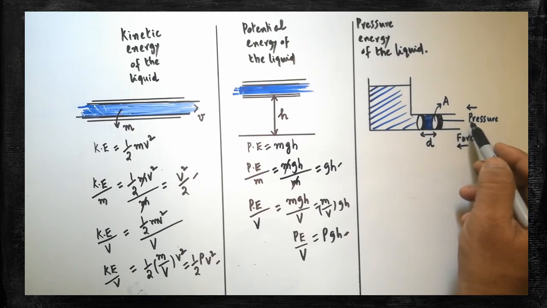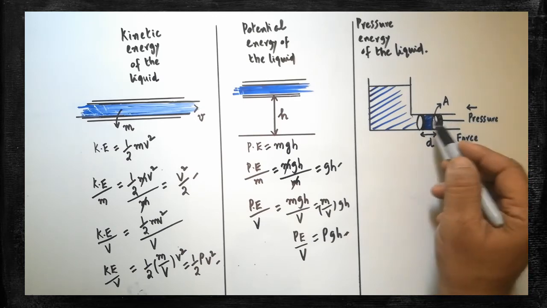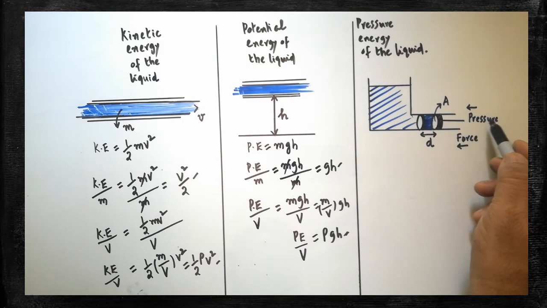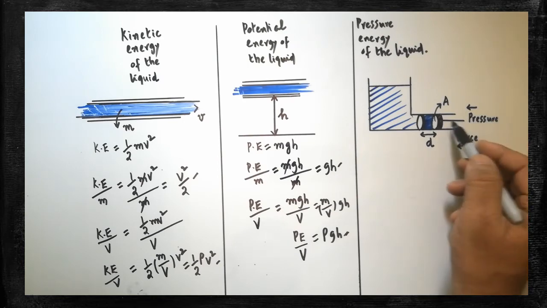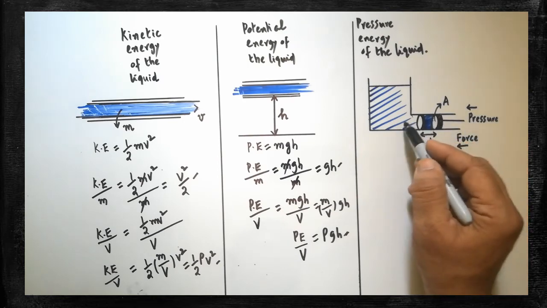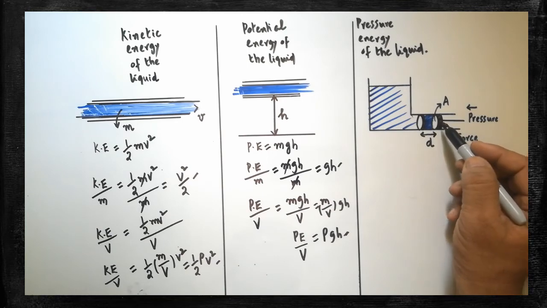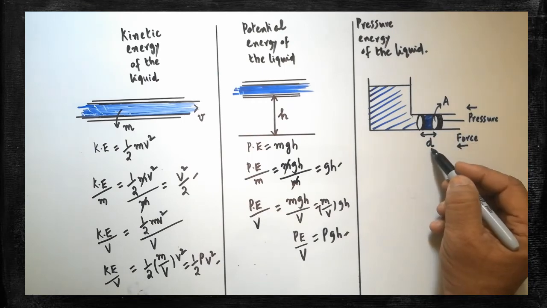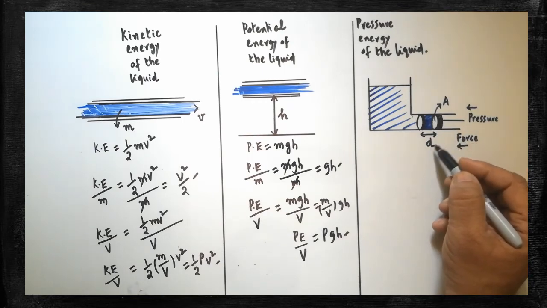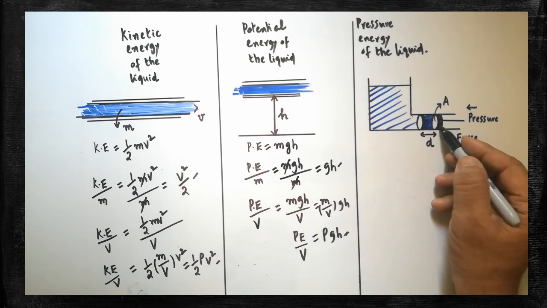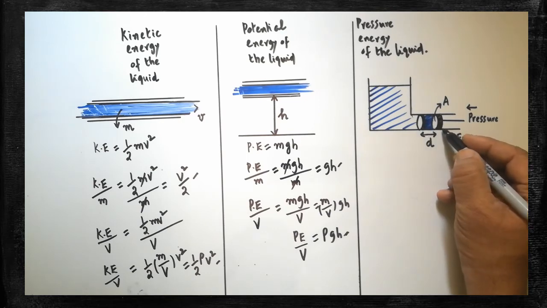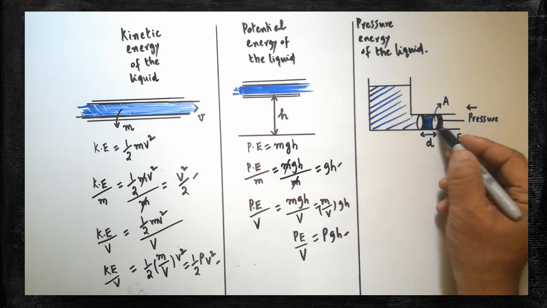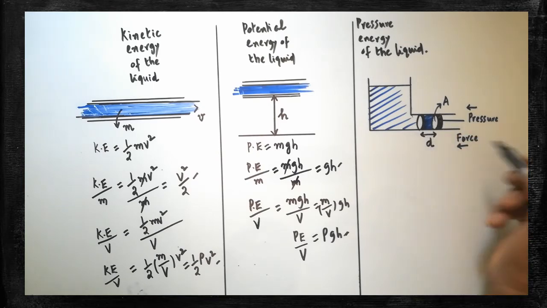So you have to apply the pressure externally. Due to the application of pressure, some amount of energy will be stored up in the liquid. Let us imagine the cross-sectional area of the piston is A. If the piston is moved up a certain distance D, from this position to this position, that displacement can be taken as D.